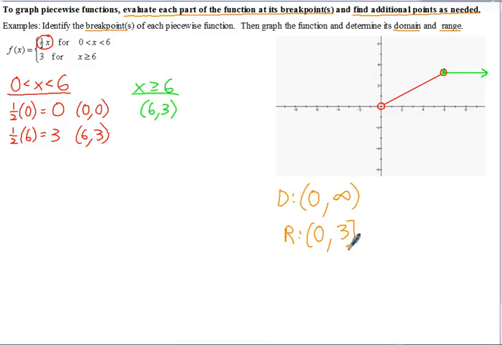So I forgot to mention here, this is not always going to happen. Okay? On this particular one, at the breakpoint, they actually meet up. But on other functions, we'll see, they don't meet up. It just depends on the function. So this time, the closed point actually filled in an open circle.